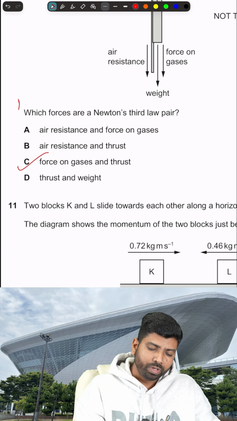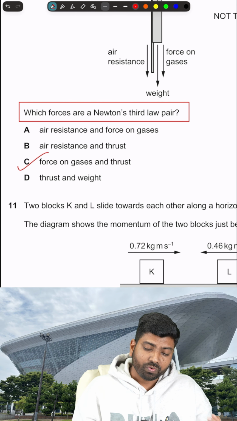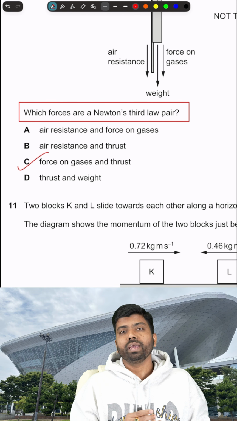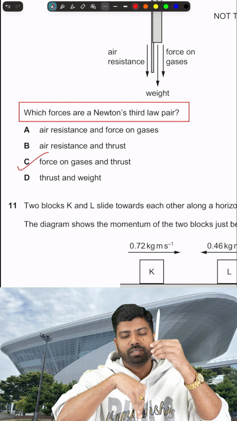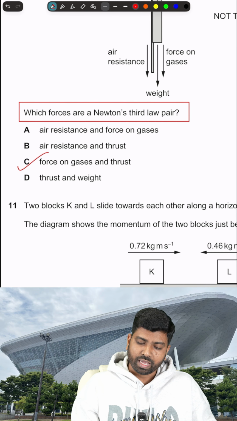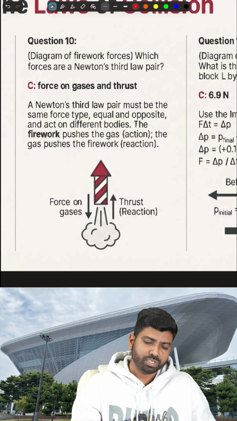Now tell me which forces are Newton's third law pair? Newton's third law pair of forces, action and reaction. I think you got the clear answer. So option C, force on the gas and thrust. So these are the action and reaction. And if you want, I can show you my explanation here.